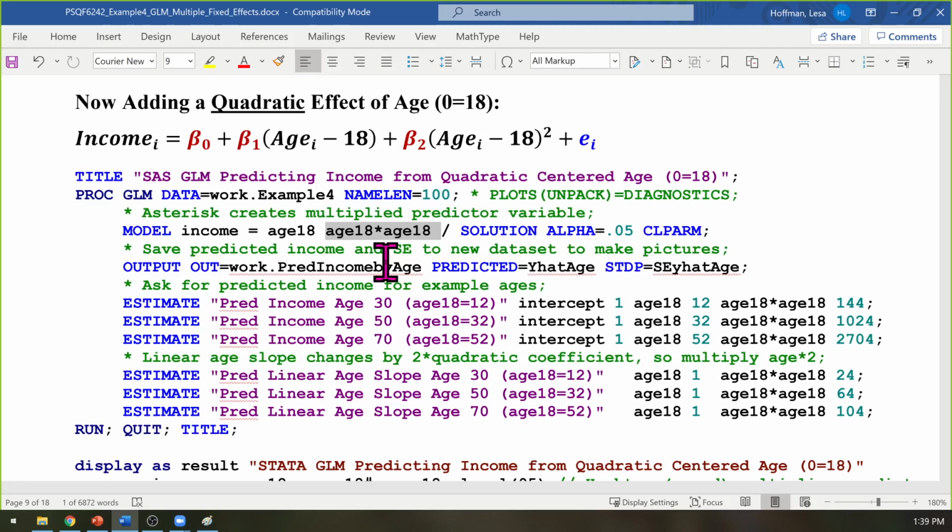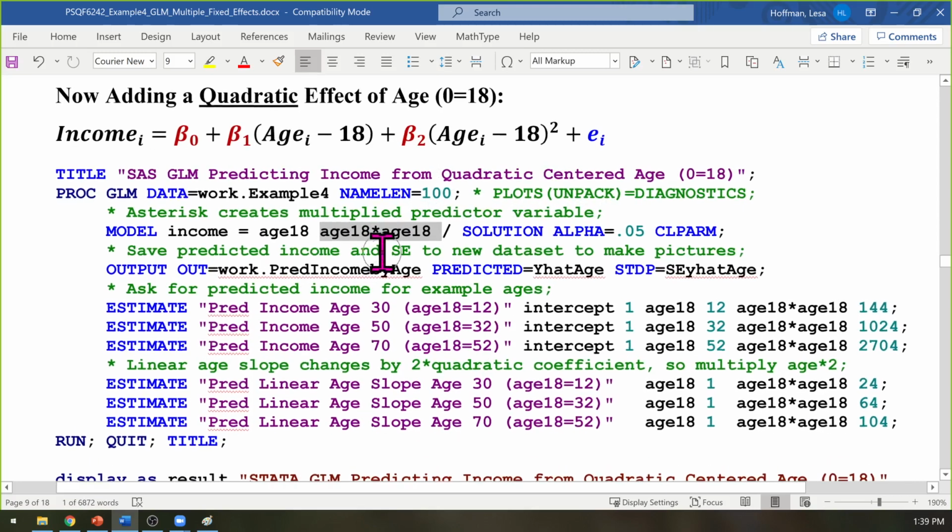So on the fly, so to speak, dynamically in the code, when I type age18 and then an asterisk in the middle, that is creating this new quadratic trend. So it is a new predictor that is age squared. And when it is placed into the model in addition to the original effect of age, they together create a curvilinear pattern. So this is critical.